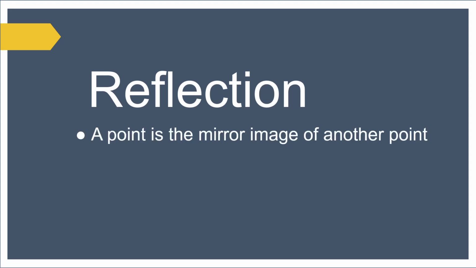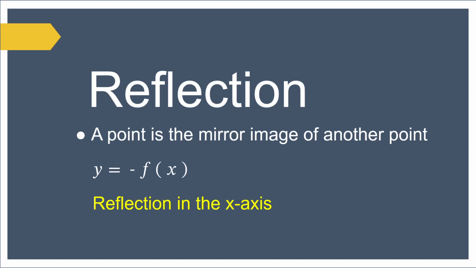At this point, we want to talk about reflections. We know that a reflection occurs where a point is a mirror image of the object about a given mirror line. So the graph of y is equal to negative f of x represents a reflection of the graph y is equal to f of x in the x-axis.